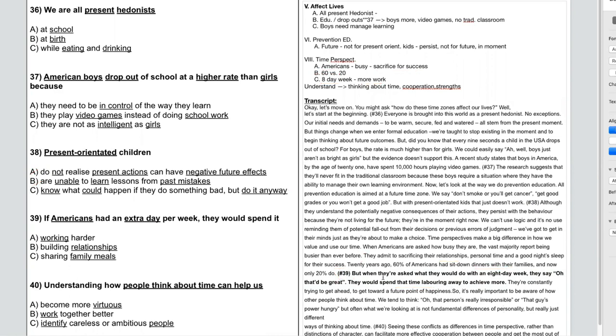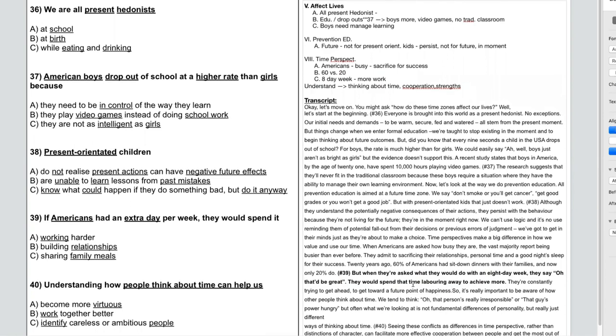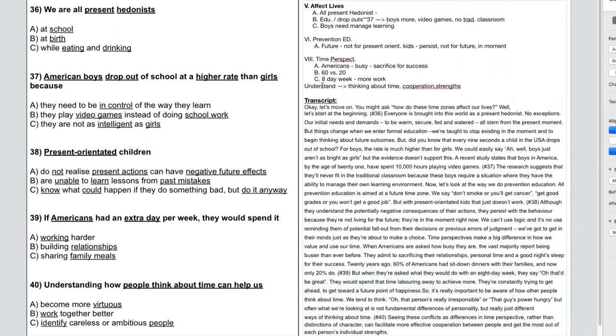And lastly, let's go ahead and look at number 40, which we have as just a sentence here. Understand, thinking about time, cooperation, and strengths. The fact that I've written cooperation makes me think of working together. And again, nothing was necessarily discussed regarding virtue. I didn't write this word. It didn't stick out to me, so we can eliminate that. Careless or ambitious people was discussed, but it isn't the correct answer.